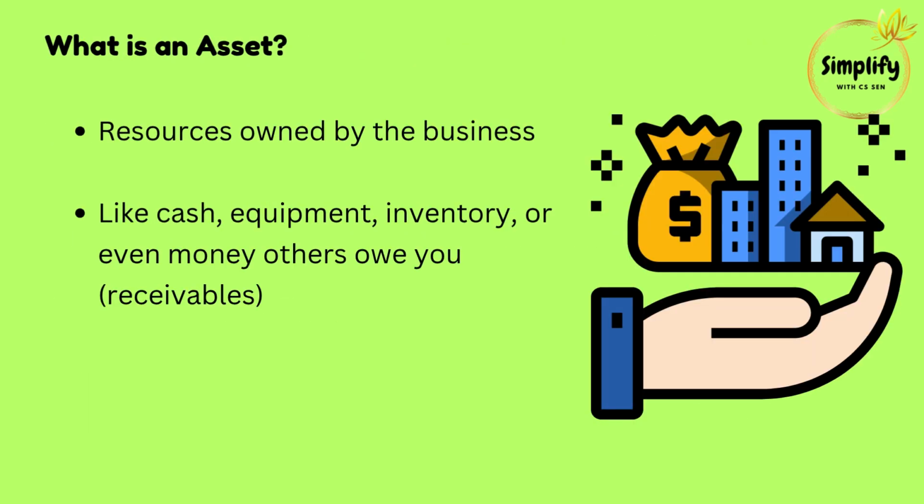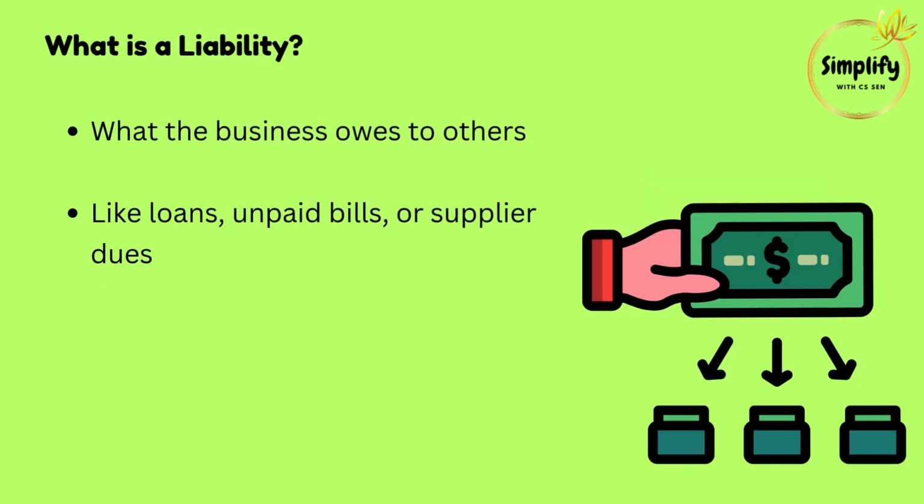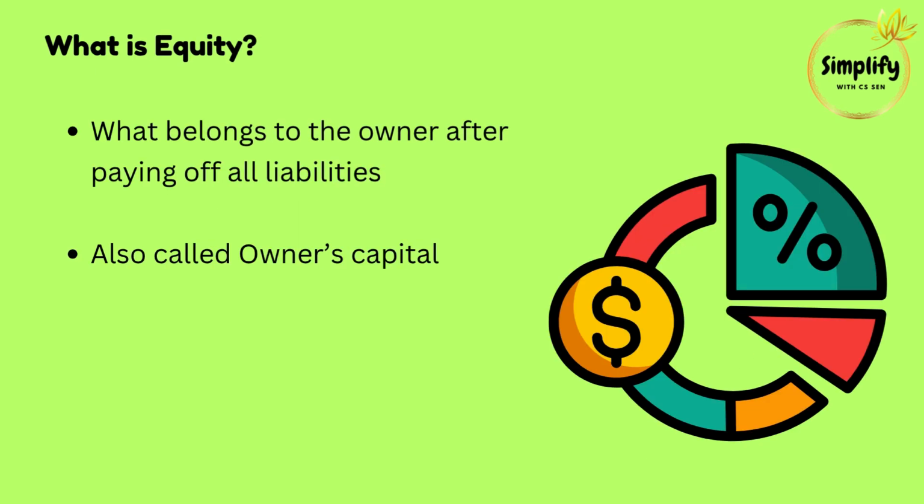What is an asset? An asset is the resource a business owns that has value and can help it earn money or run its operations. Like cash, equipment, inventory, or even money others owe to you. What is a liability? A liability is what the business owes to others. This includes money you need to pay back, like loans, unpaid bills, or supplier dues. What is equity? Equity is what belongs to the owner after paying off all liabilities. It's the owner's share in the business, also called owner's capital.